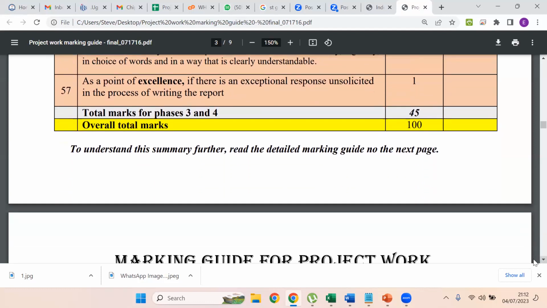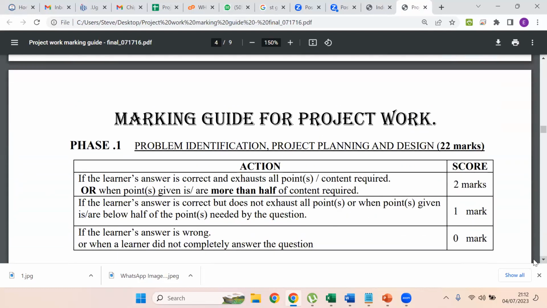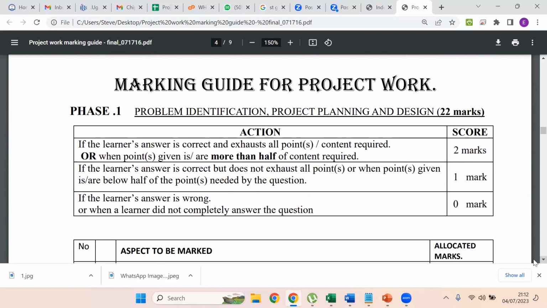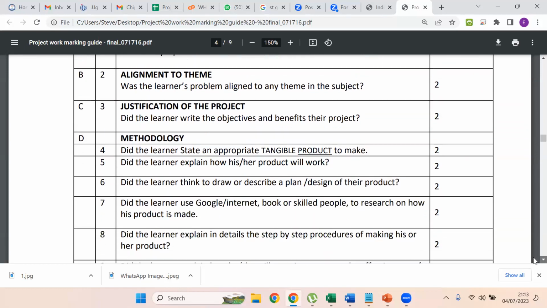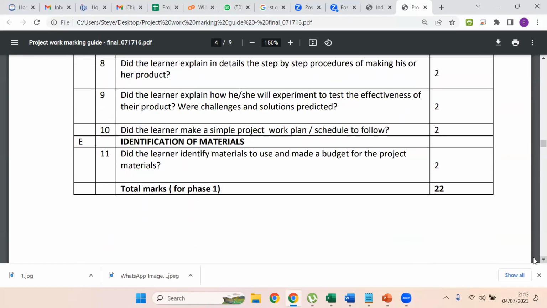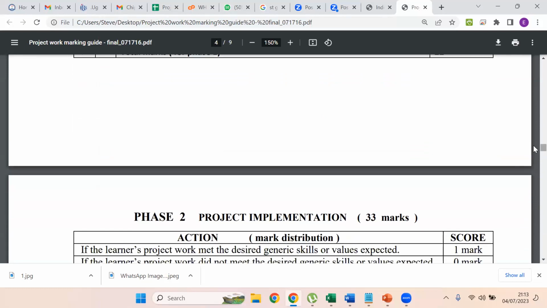You can go on to the next pages to understand the marking in depth, but this was just a highlight of what we are supposed to do. You can go through that pamphlet and understand in depth, what should I do here? How do I mark here? So that this thing is off our hands. We can just keep on marking these kids and keep on guiding.